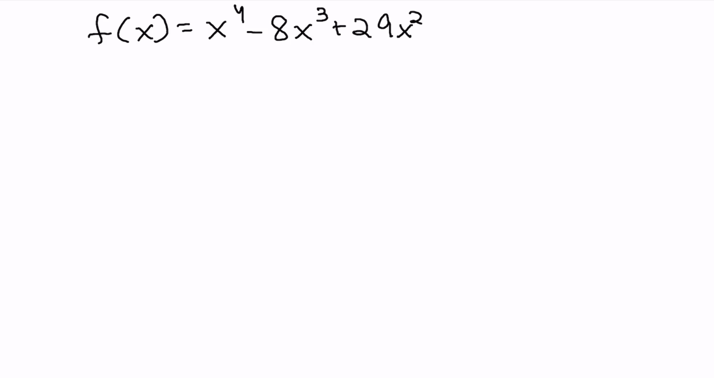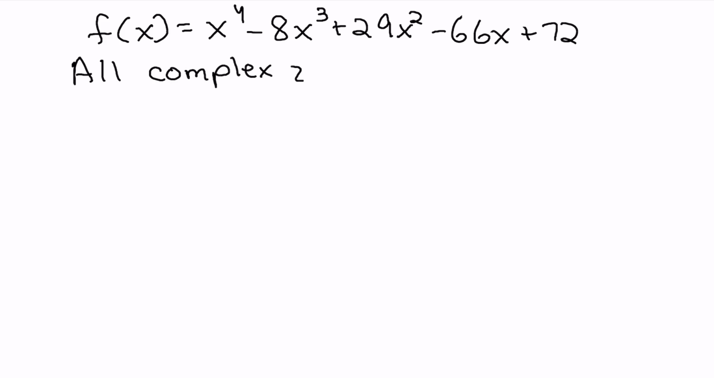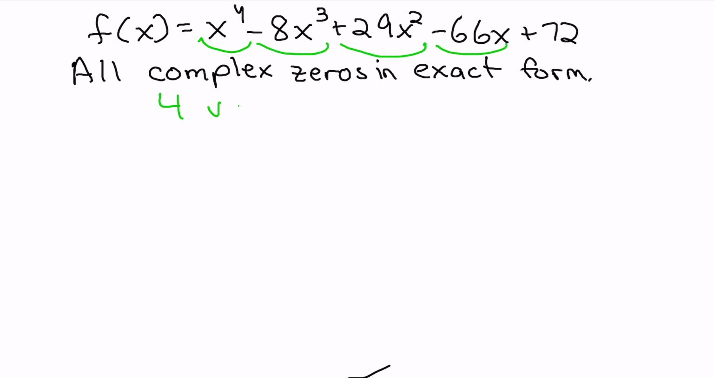Let's see here. F of x equals x to the 4th minus 8x cubed plus 29x squared minus 66x plus 72. And we want all complex zeros in exact form. Well, for f of x, I see 1, 2, 3, 4 variations. So there can be 4, 2, or 0 positive real.